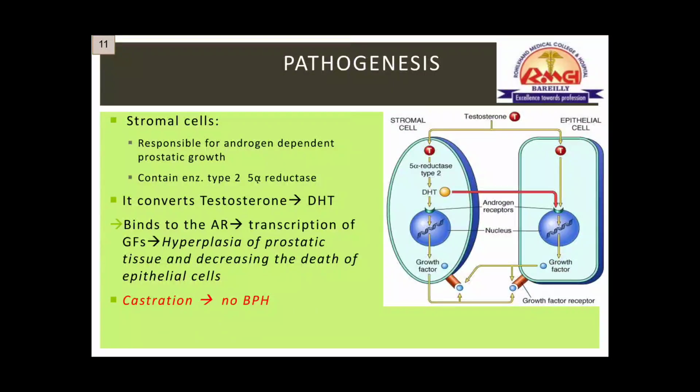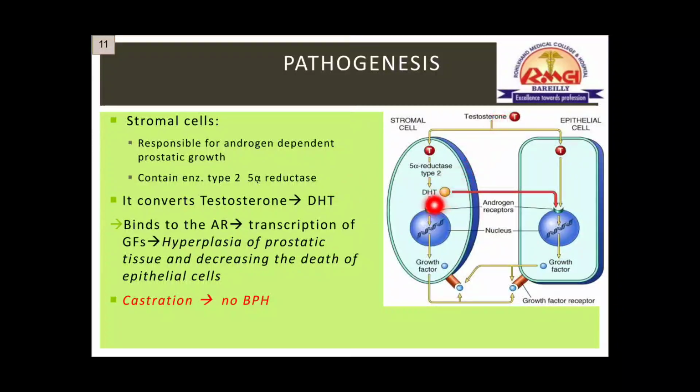So let's try to understand the pathogenesis of benign prostatic hyperplasia. It is a normal aging process seen in males, and first of all, we should know that the growth of the prostate is dependent on testosterone and dihydrotestosterone. In the stromal cells, there is an enzyme, type 2 5-alpha reductase. The function of this enzyme is to convert testosterone to dihydrotestosterone.